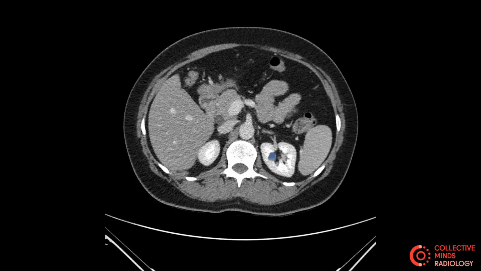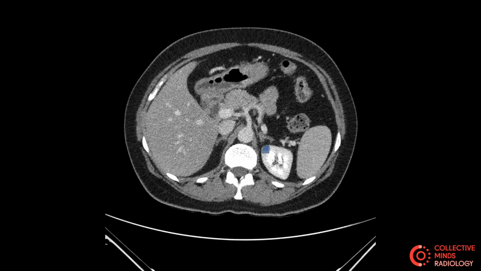Now in this particular phase of imaging, what you can see here is that the aorta looks kind of bright, but not quite as bright as the adjacent bone on this particular window. So this is unlikely to be an aortic phase image. This is not an aortic phase image.